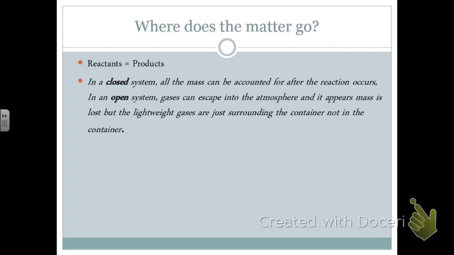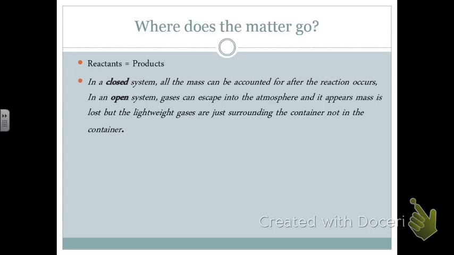So where does the matter go? If the reactants, what you start with, equal the products, what you produce, it says that in a closed system, all the mass can be accounted for. And if you think about Lavoisier's experiment that we watched yesterday, all of the matter is accounted for. You're using equipment that is not letting any gas or liquid or solid escape.